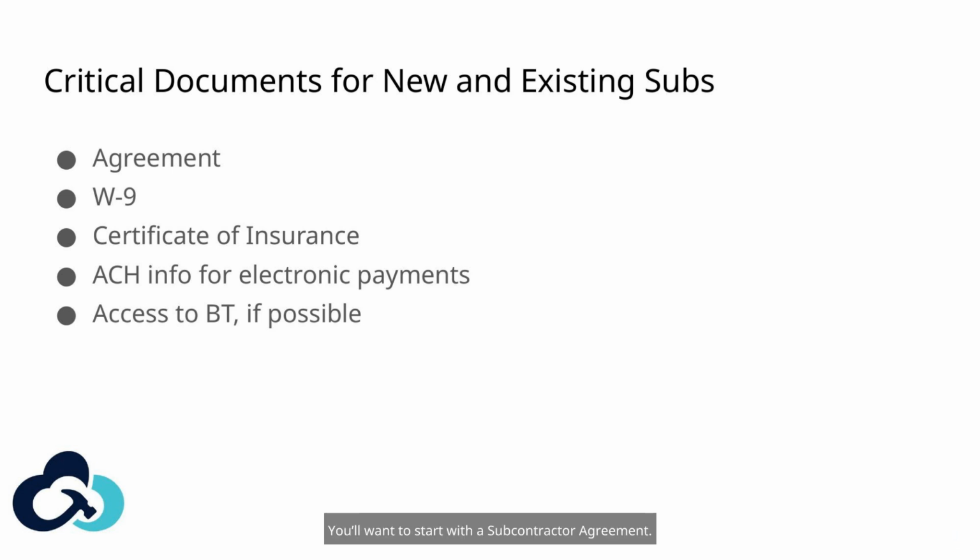You'll want to start with a subcontractor agreement. Ensure all subs have a current signed agreement. This legal document should clearly outline the terms of their work, responsibilities, and expectations. You will likely want to update this agreement at least once a year, because situations will arise that will inspire you to add more content to your template.